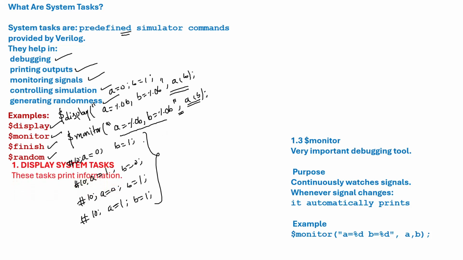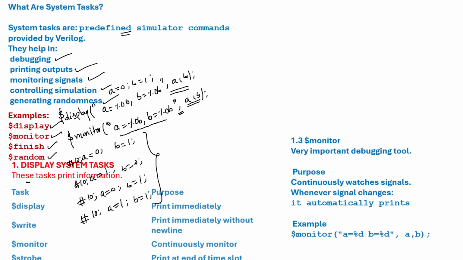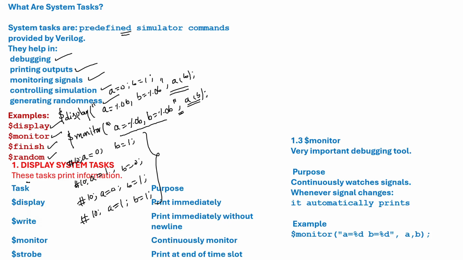Okay. See, so the $display system task, what is that? This task prints the information. Whatever information we have, that will be printed. So $display prints immediately. So a equal to 0, b equal to 0 will be printed immediately. And what is the difference between $write and $display? $write does not automatically take a new line. With $display, every time wherever you write, it will be displayed on a new line.